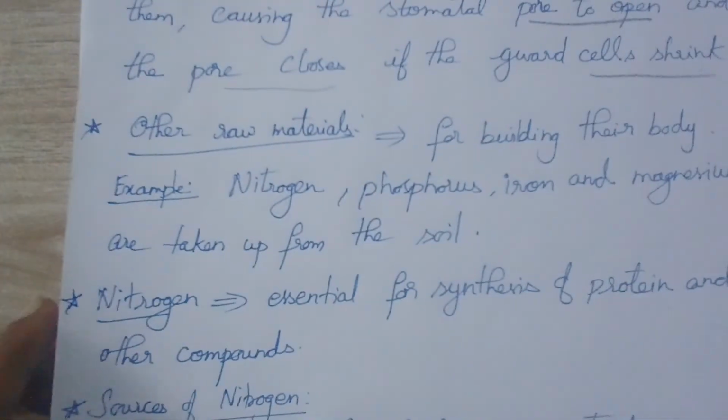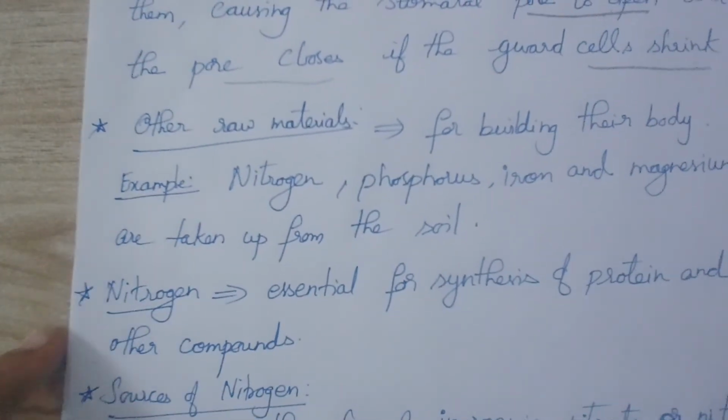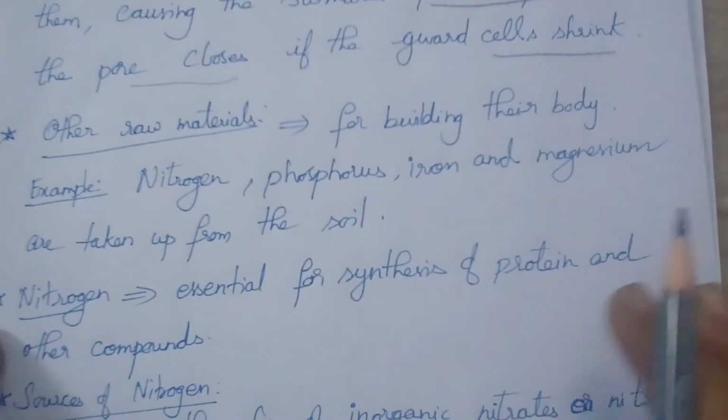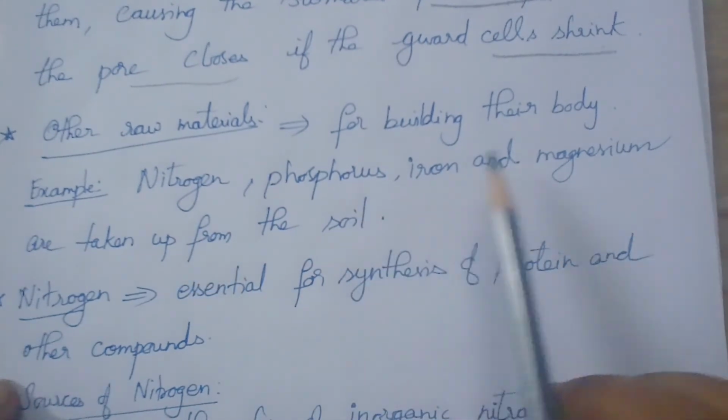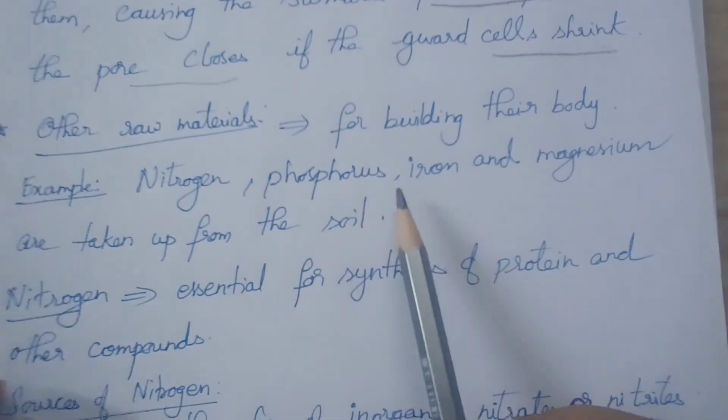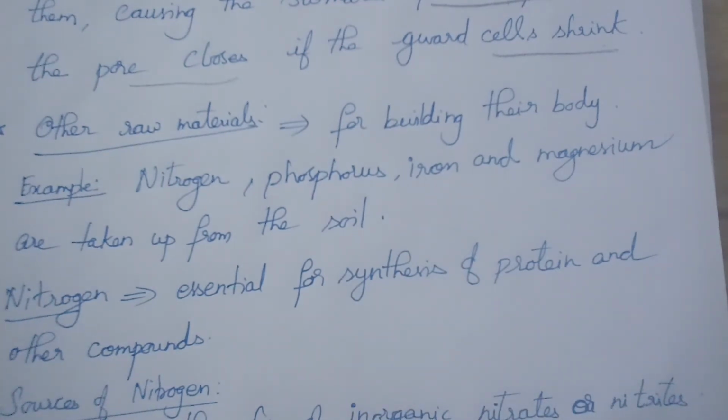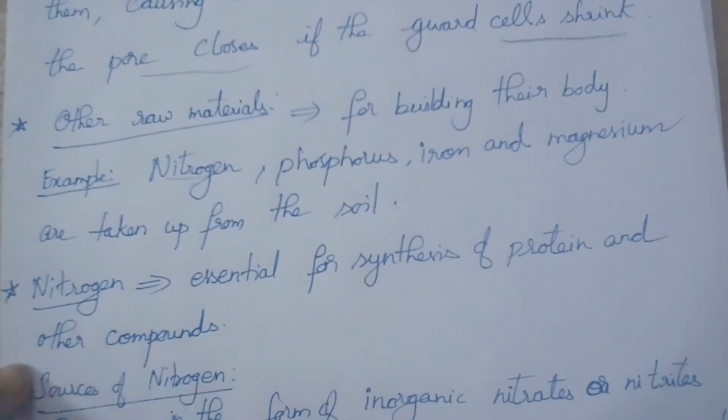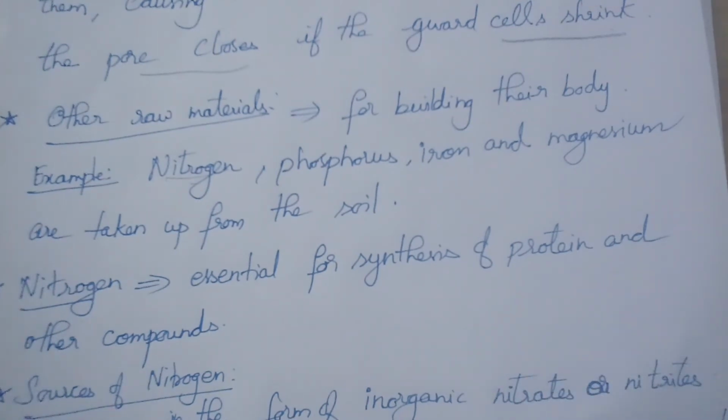So is only this food enough for the growth of the plant? No, no. A few other materials are also required for the growth of the plant. What are the other materials required? Nitrogen, phosphorus, iron, magnesium and others. How will they be taken up by the plant? They will be taken up from the soil. Nitrogen is very, very important for the synthesis of protein and other compounds.